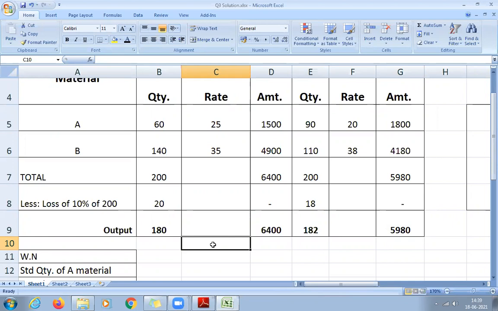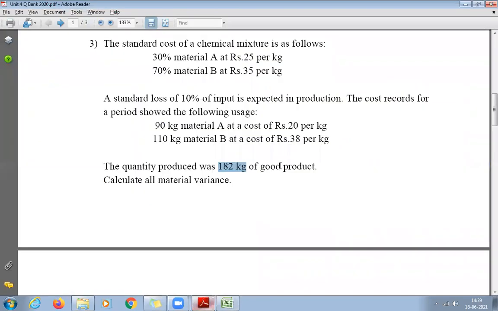Can you just explain again how you understood that the 90, 10 and the rate of 20 and 38 was actual, because the question doesn't even mention actual or usual? So how did you understand that? Which one? The 90-10. So the first one, the 30% of material A and 70% of material B.